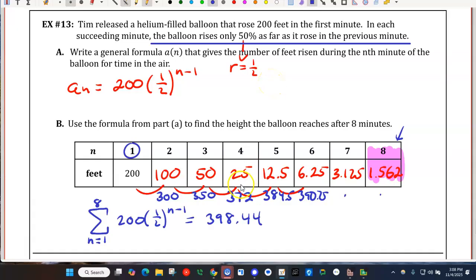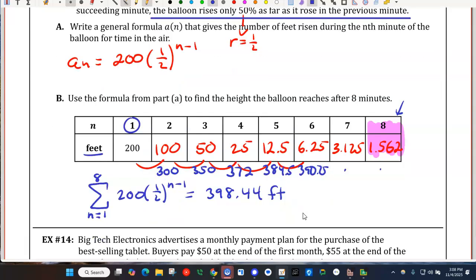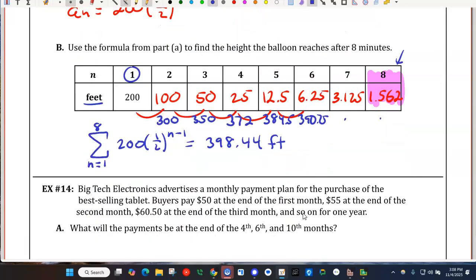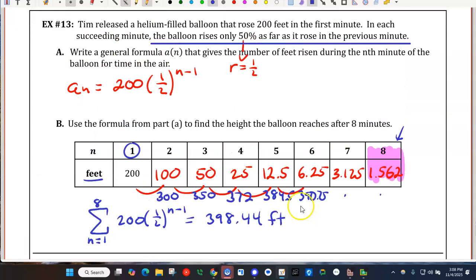And let's also put some units on here since it is a word problem. These are how many feet it is in the sky, which is pretty high up. Okay. All right, lastly, there's one more.